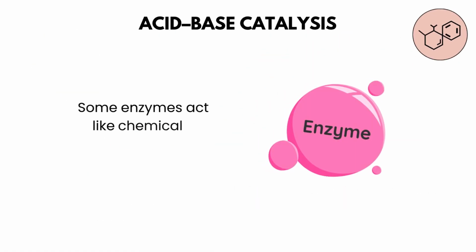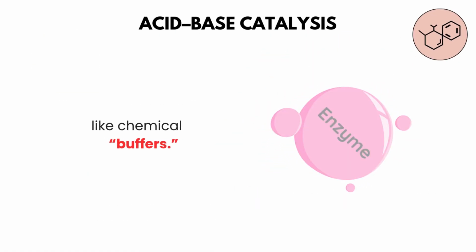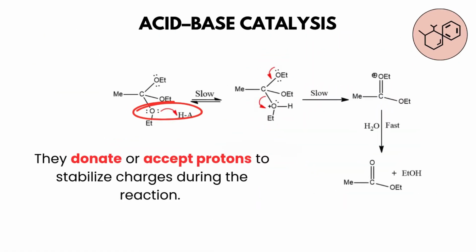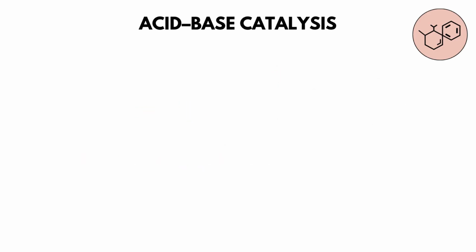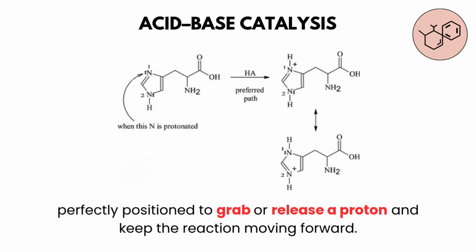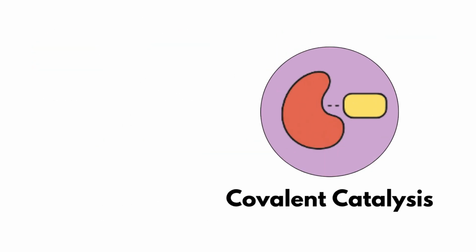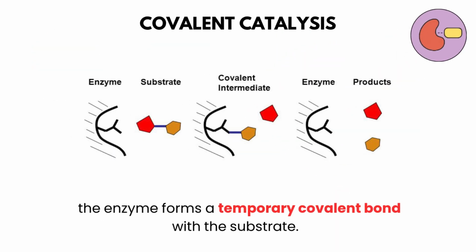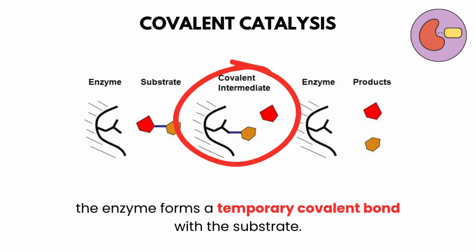Acid-base catalysis. Some enzymes act like chemical buffers. They donate or accept protons to stabilize charges during the reaction. Think about amino acid side chains like histidine, perfectly positioned to grab or release a proton and keep the reaction moving forward.